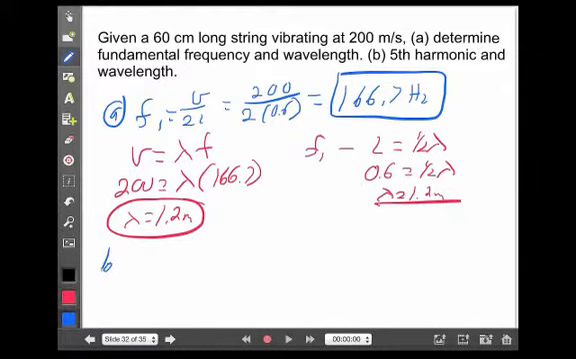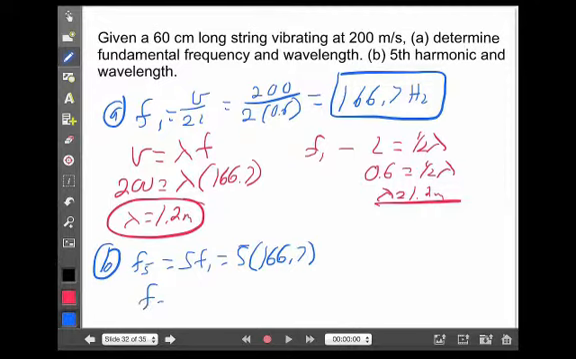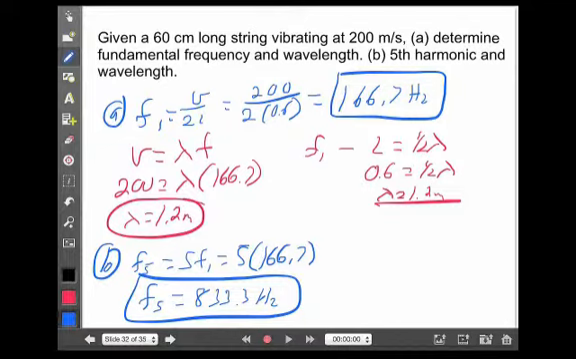Now, to get the fifth harmonic, F5, well, all I do is 5 times my fundamental. In other words, 5 times 166.7. And the fifth harmonic would be 833.3 hertz. Now that wasn't too hard, was it?